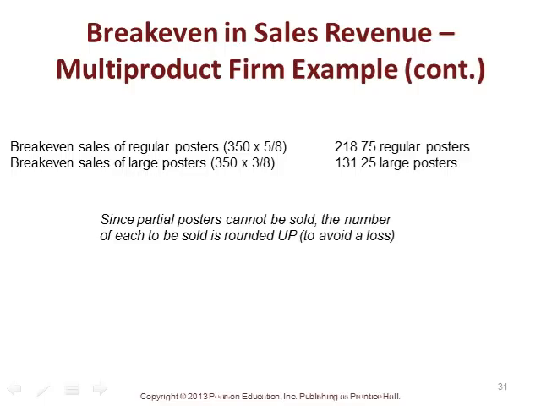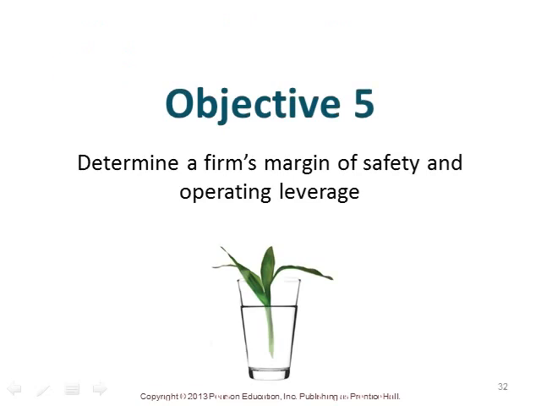And so that's the break-even point in sales using a multi-product firm and the weighted average contribution margin. Right, and we know what the sales price is of regular posters, we know what the sales price is of large posters, so we could easily turn that into the revenue for each of them.